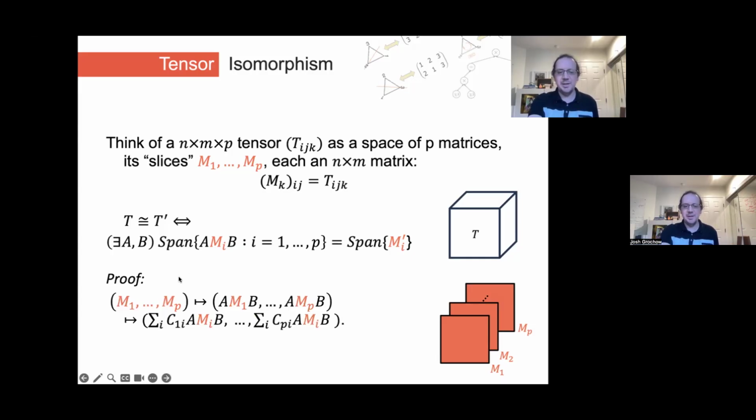The idea is essentially that you transform this tuple, M1 up to Mp. First, you left multiply them all by A, and you right multiply them all by B. And then to get things that are in the same span, you take these linear combinations according to C. It turns out you can read these equations both ways, and you get this if and only if. So for three tensors at least, when you want to think about isomorphism, you can instead think of matrix spaces, which are linear subspaces of matrices, so a set of matrices that are closed under taking linear combinations.